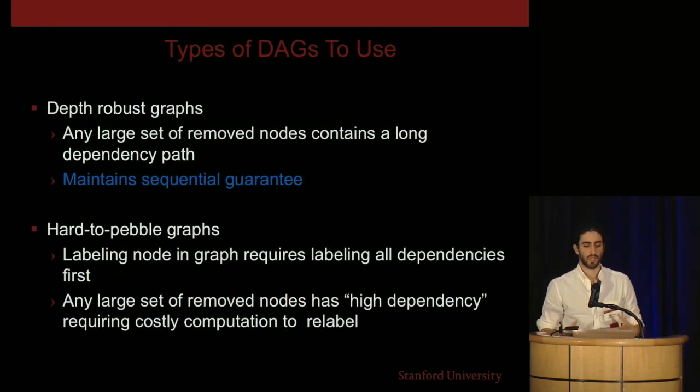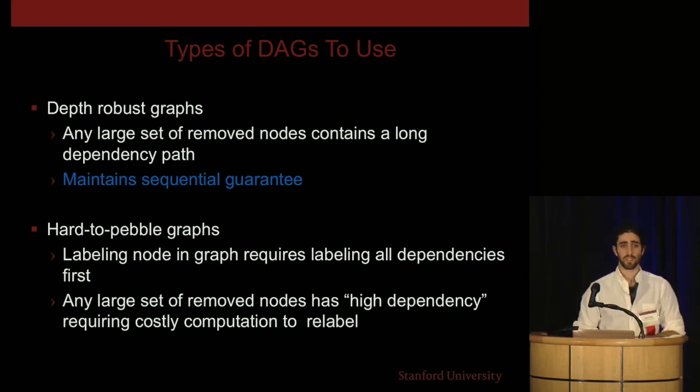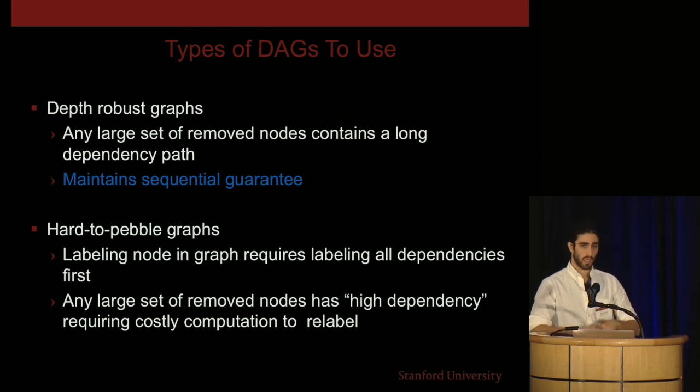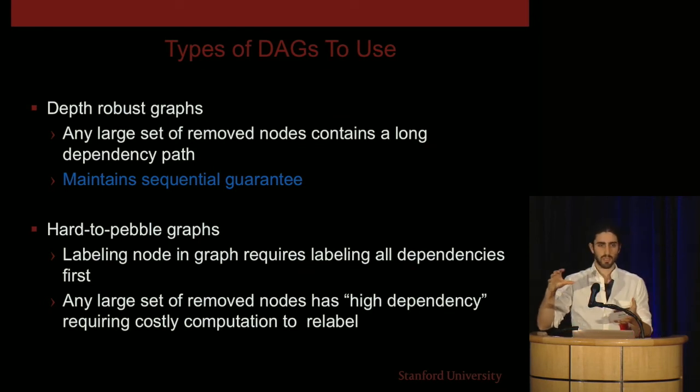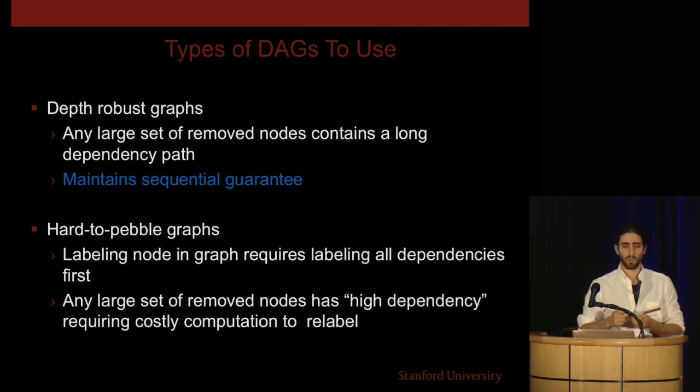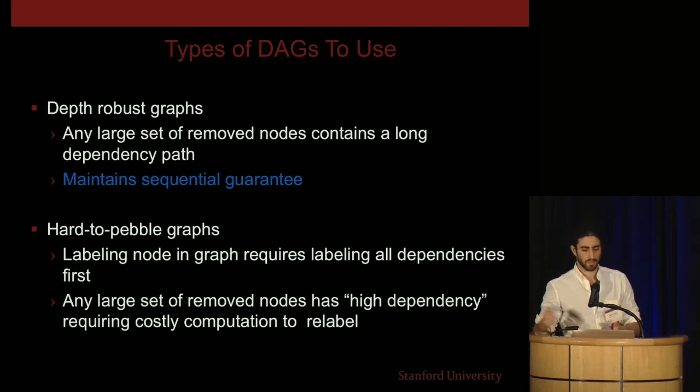So there are two types of directed acyclic graphs that we can use. One is depth-robust graphs, and the property of depth-robust graphs that's useful to us is that any large set of removed nodes contains a long dependency path in it. So if the adversary deletes some large fraction of the nodes, then there will be a long dependency path within that large fraction of nodes deleted, and so they'll have to rederive all the nodes within that deleted portion of the graph with high probability, and in order to do so, they'll have to do a lot of sequential work.